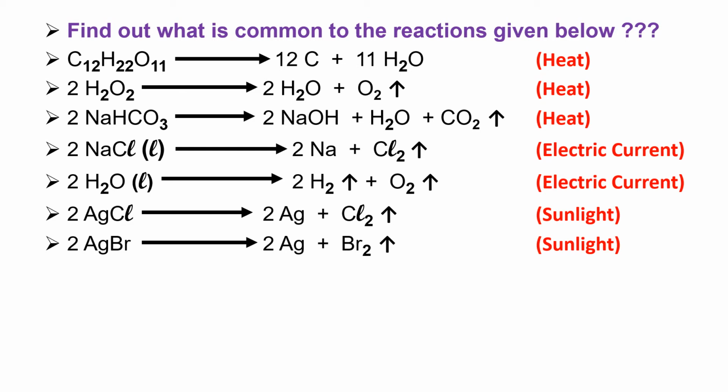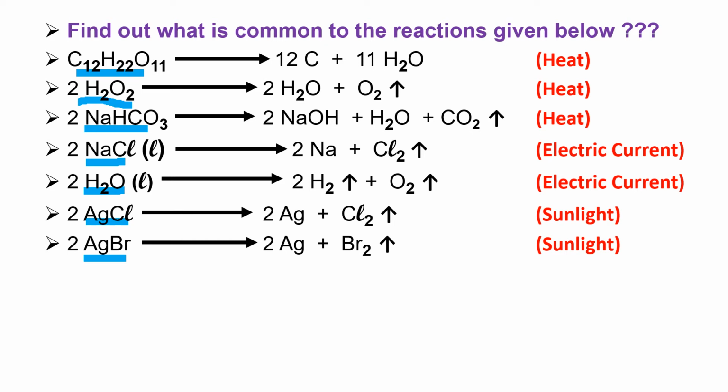So what is common in all these reactions? You can see in all these reactions there is only one reactant. C12H22O11, that is sugar. H2O2, that is hydrogen peroxide. NaHCO3, that is baking soda, you learned last year. NaCl, common salt, table salt, what you put in food for cooking. H2O is famous, everybody knows H2O, water. AgCl, silver chloride, and AgBr, that is silver bromide.